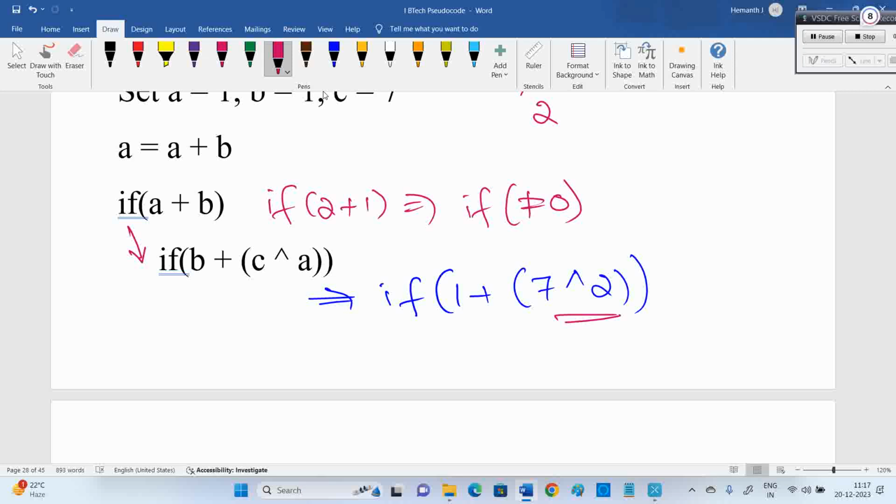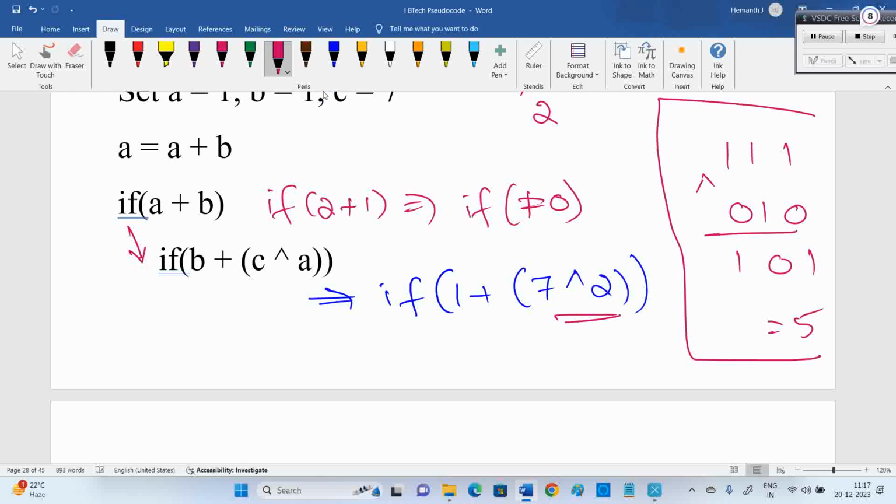Why calculate 7 XOR 2 by converting? If you want, you can: 7 is 111 in binary, 2 is 010. If you do XOR, here 1, here 0, here 1, that is nothing but 5. 1 plus 5 is 6. If of 6 means you can enter. What I am telling you is, instead of doing all that waste of time, 7 XOR 2 will be a positive value or 0. 1 plus something or 1 plus 0 is 1. So definitely you can enter.